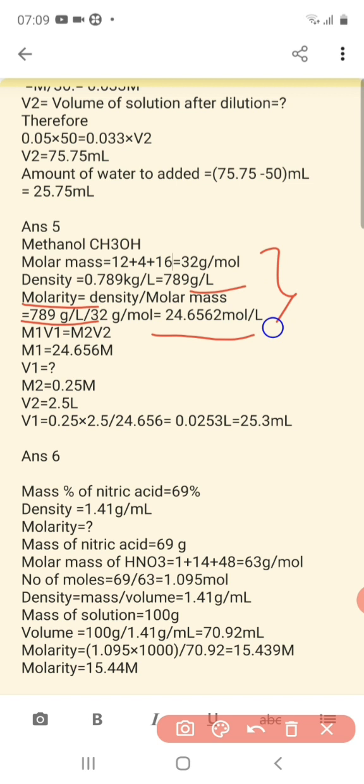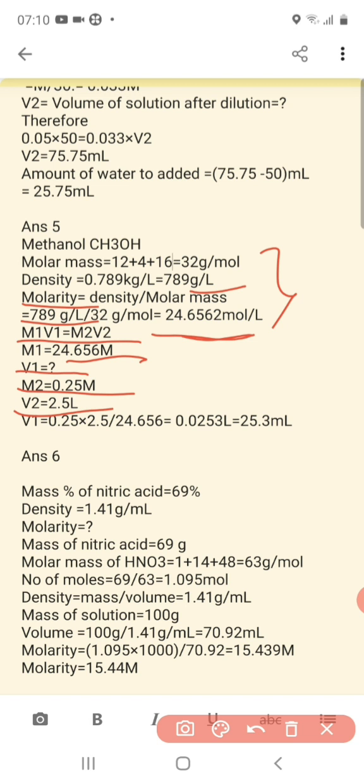So first you have to convert this density into molarity. Now when you get molarity, apply the molarity equation M1V1 is equal to M2V2, and this is nothing but dilution, because we are carrying out the dilution of the solution. So M1 will be equal to this density. With the help of this density we get the value of M1 in molarity, that is equal to 24.656 molar solution. Now you have to find out what will be the volume of this methanol solution that has to be taken for preparing 2.5 liter of the solution. After dilution, the total volume of the solution should be equal to 2.5 liter, and the molarity should be 0.25 molar.